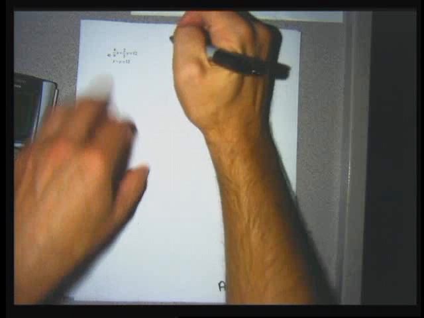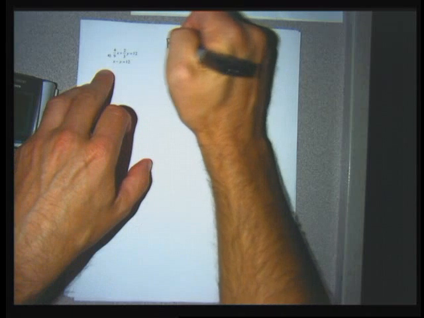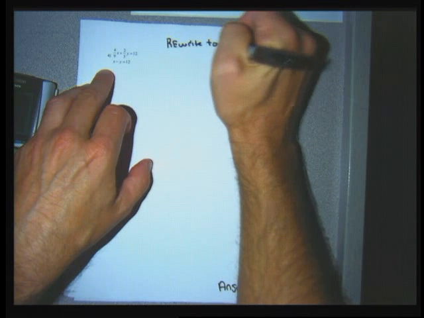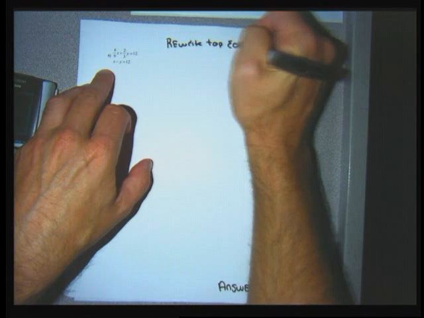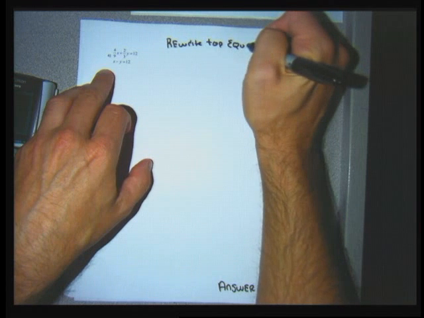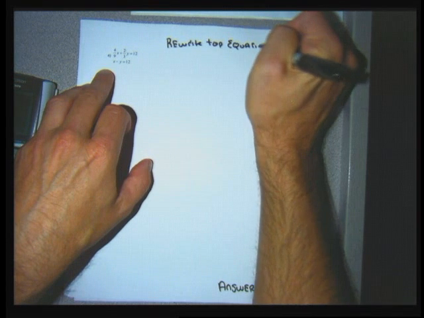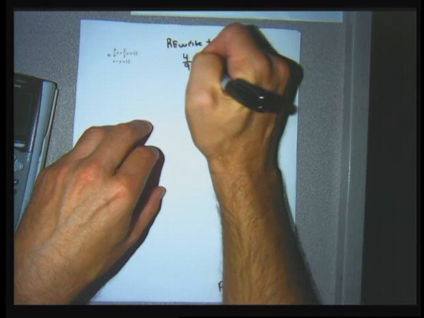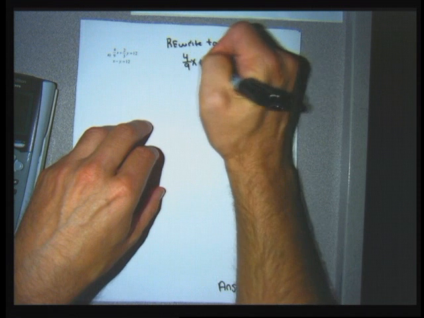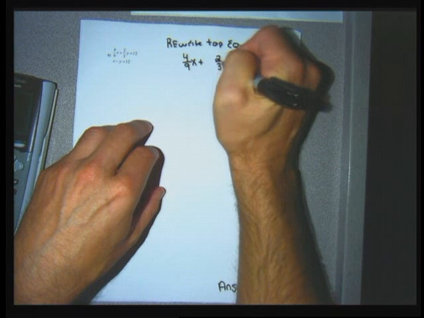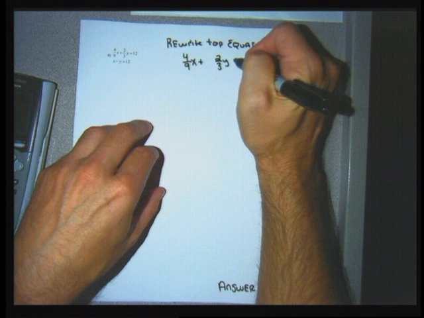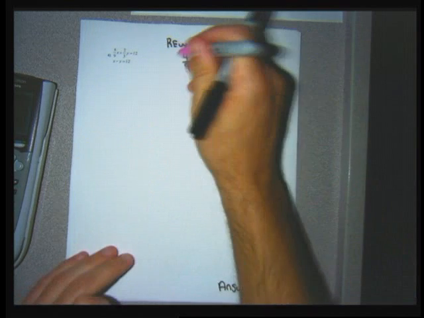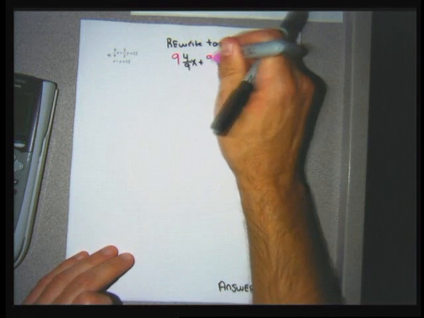I'm going to clear the fraction, so I'm going to rewrite the top equation because I don't like that top equation the way it's written. I'm going to multiply everything in the top equation by 36, or no, by 9, duh. And that's going to help me clear the fractions. So I'm going to leave the bottom equation alone for a second.